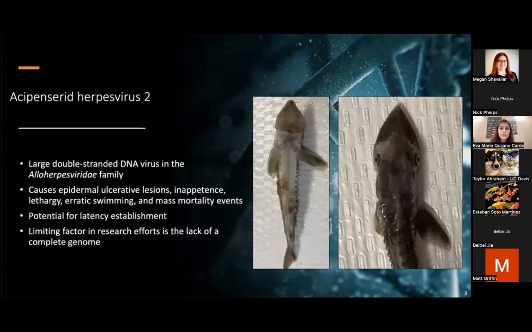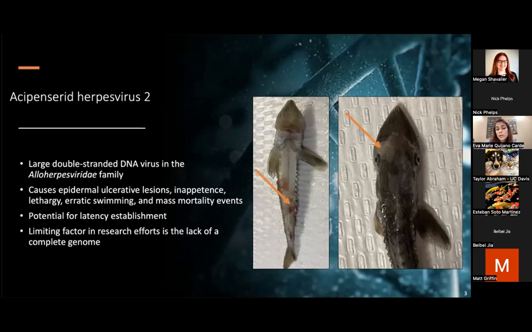An important infectious pathogen of white sturgeon is Acipenserid herpesvirus 2, or AciHV-2 for short. Those of you that have been in the field for a little bit longer or work with these types of viruses may have known it as white sturgeon herpesvirus 2. This is a large double-stranded DNA virus in the family Alloherpesviridae that causes a variety of clinical signs, including this pretty extensive erythema and epidermal ulceration that you can see in the images from our experimental cases.